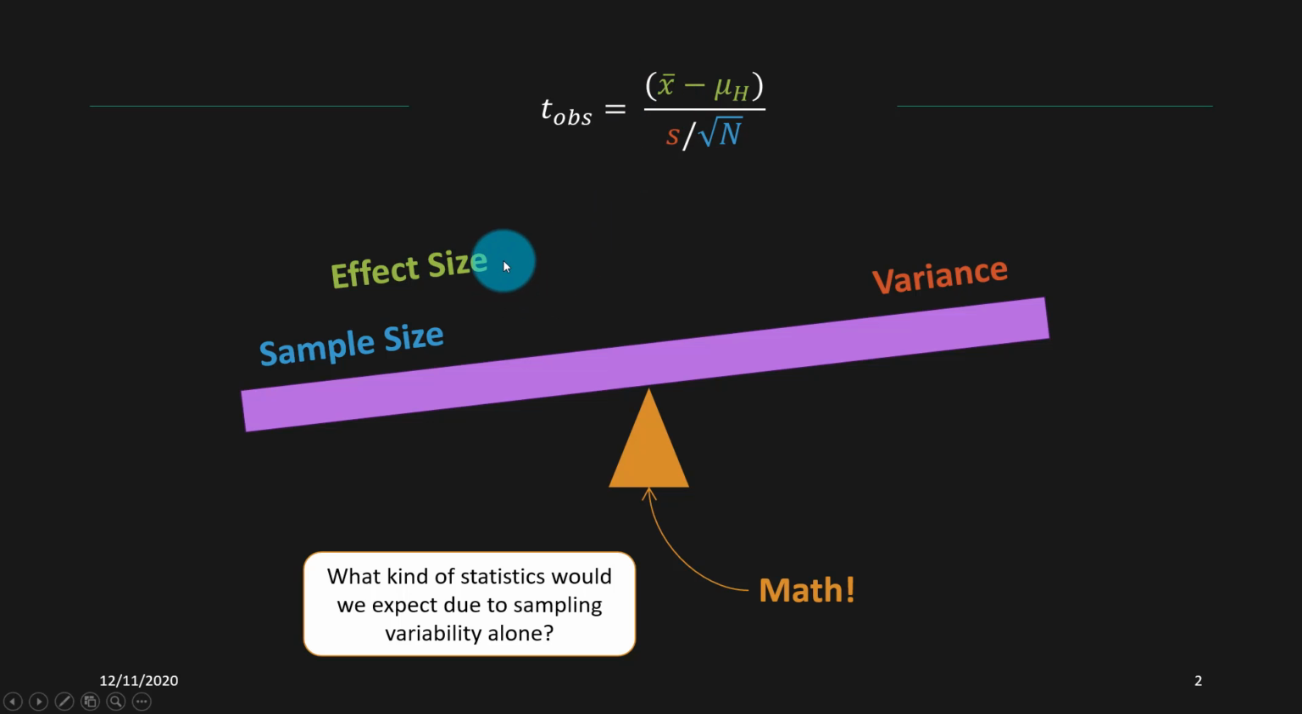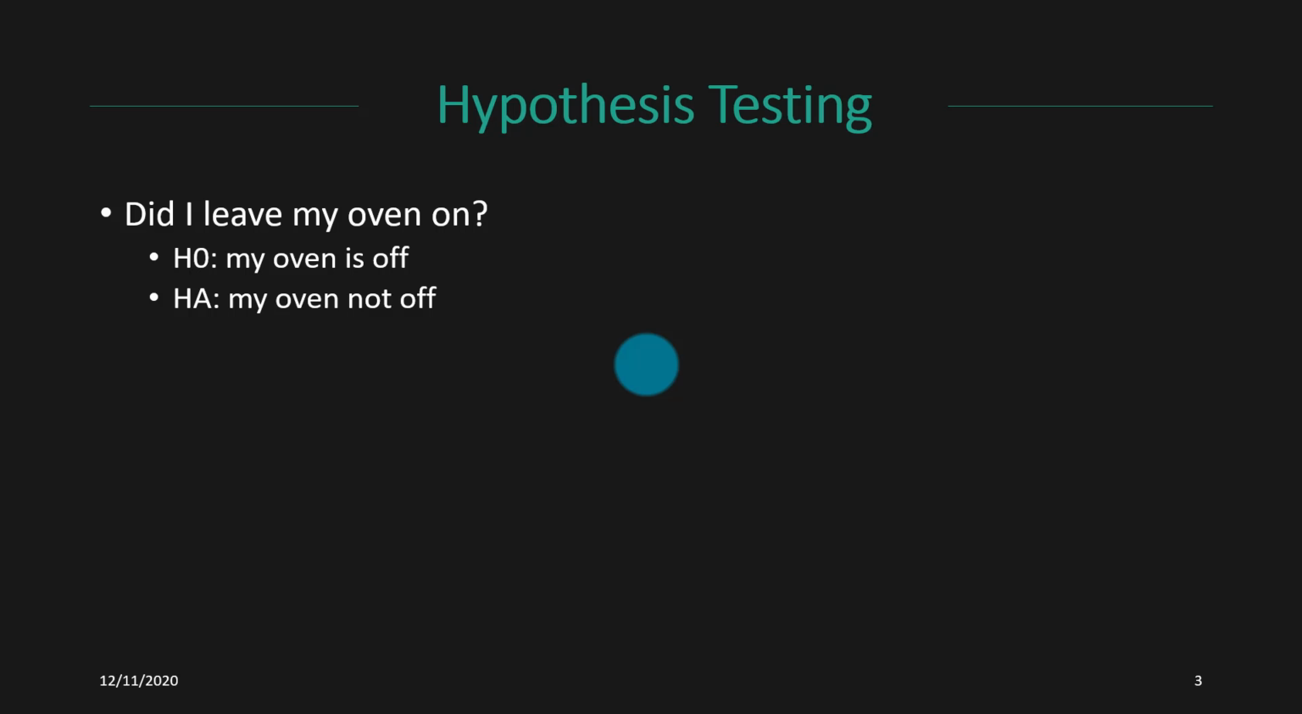So again, these factors of the effect size, the sample size, and the variance rotate about this fulcrum to determine whether we think that the null hypothesis should be rejected, or if we think that the null hypothesis is pretty compatible with the data that we observed.